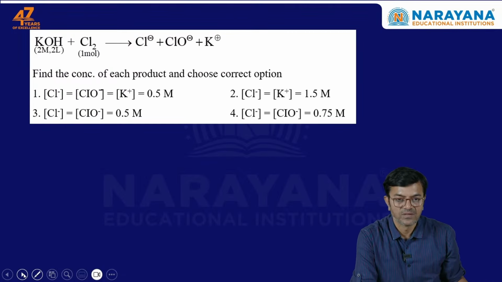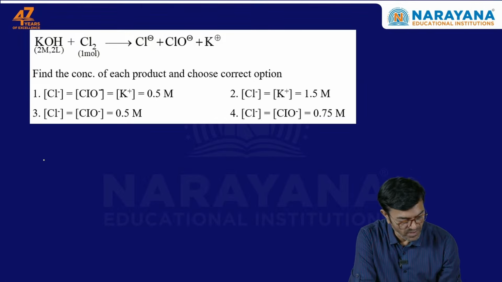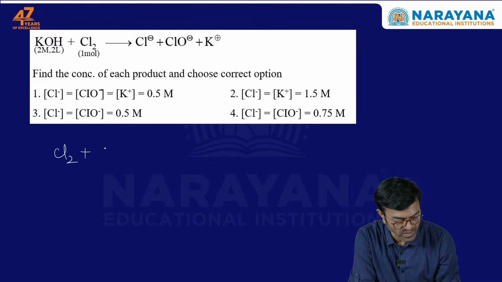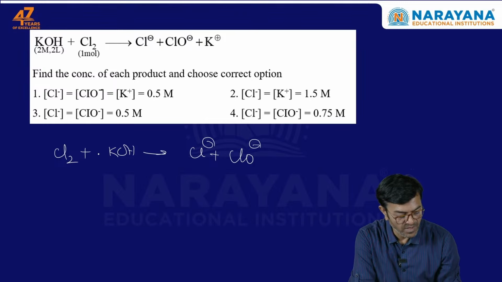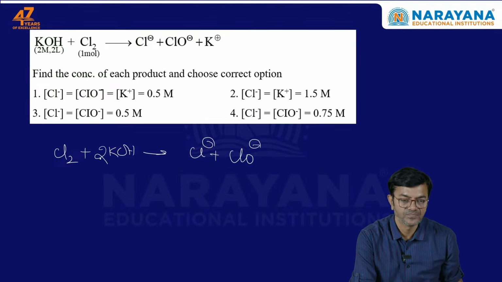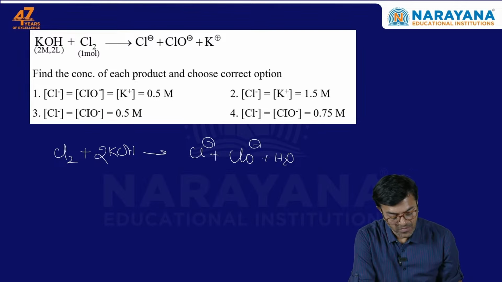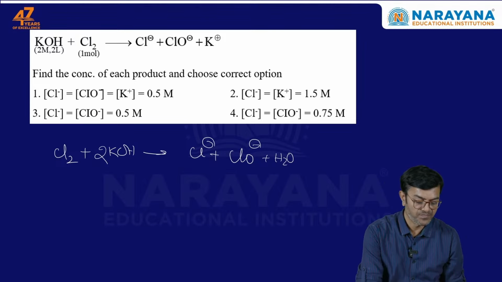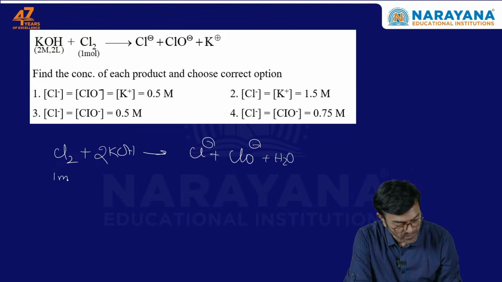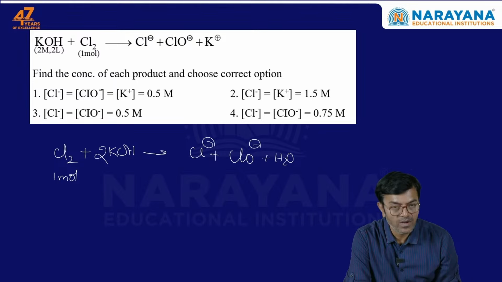Next one is related to stoichiometry. Chlorine is treated with KOH, so that we will be getting Cl minus, ClO minus. When we balance this, we need 2 moles of KOH, and we will also be getting H2O. Find the concentration of the products and choose the correct option. We have 1 mole of chlorine and 2 molar KOH in 2 liters, so total it becomes 4 moles.